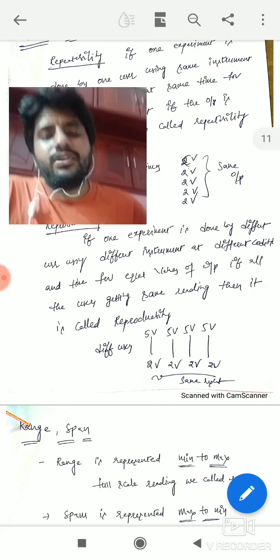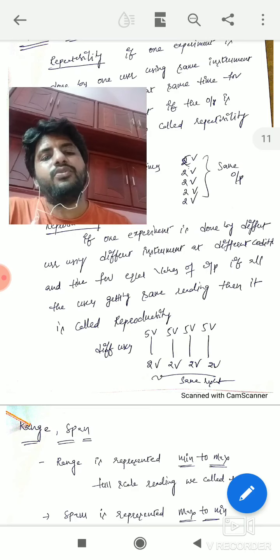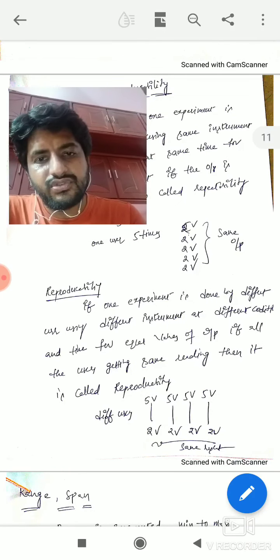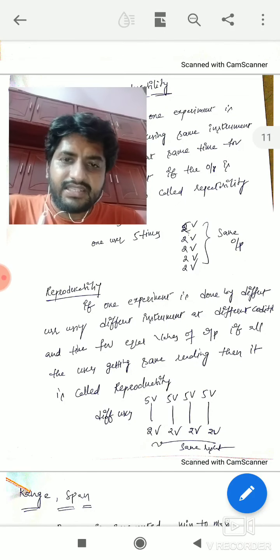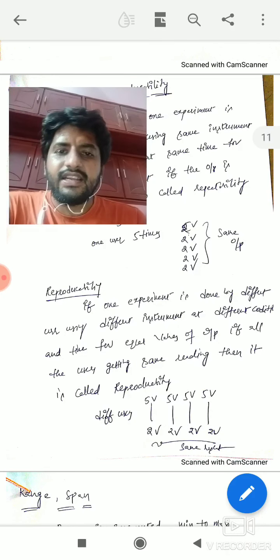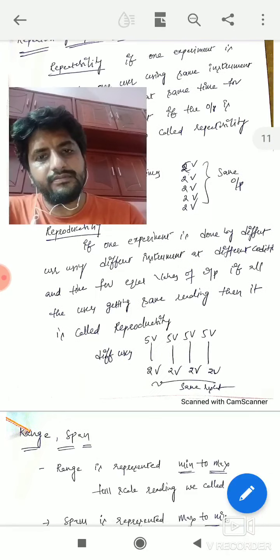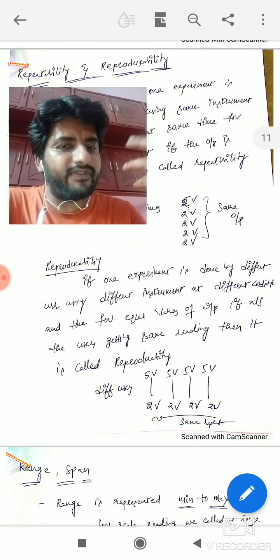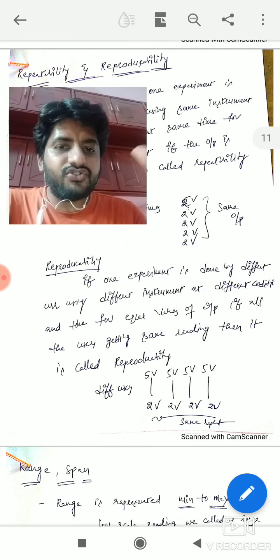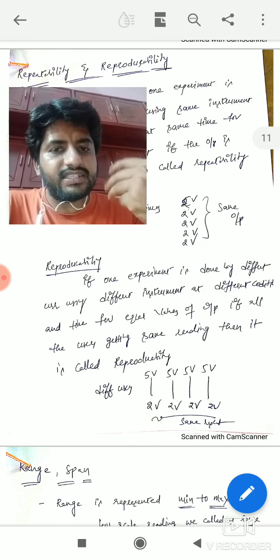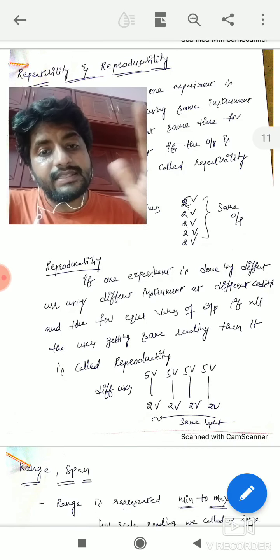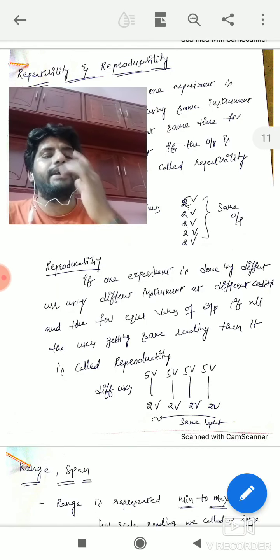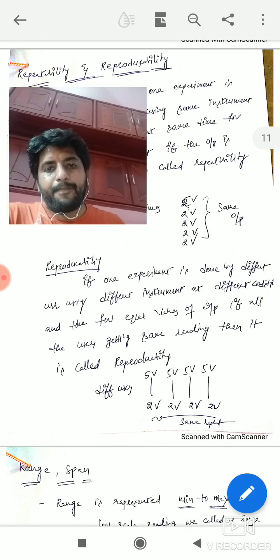So what is the repeatability and reproducibility? So repeatability means one experiment done by one user, same condition, for the same input, same instrument, they'll get the same result. What is meant by reproducibility? One experiment done by different users with different instrument, with different condition, for the same input, you'll get the same results. So that is called a reproducibility.